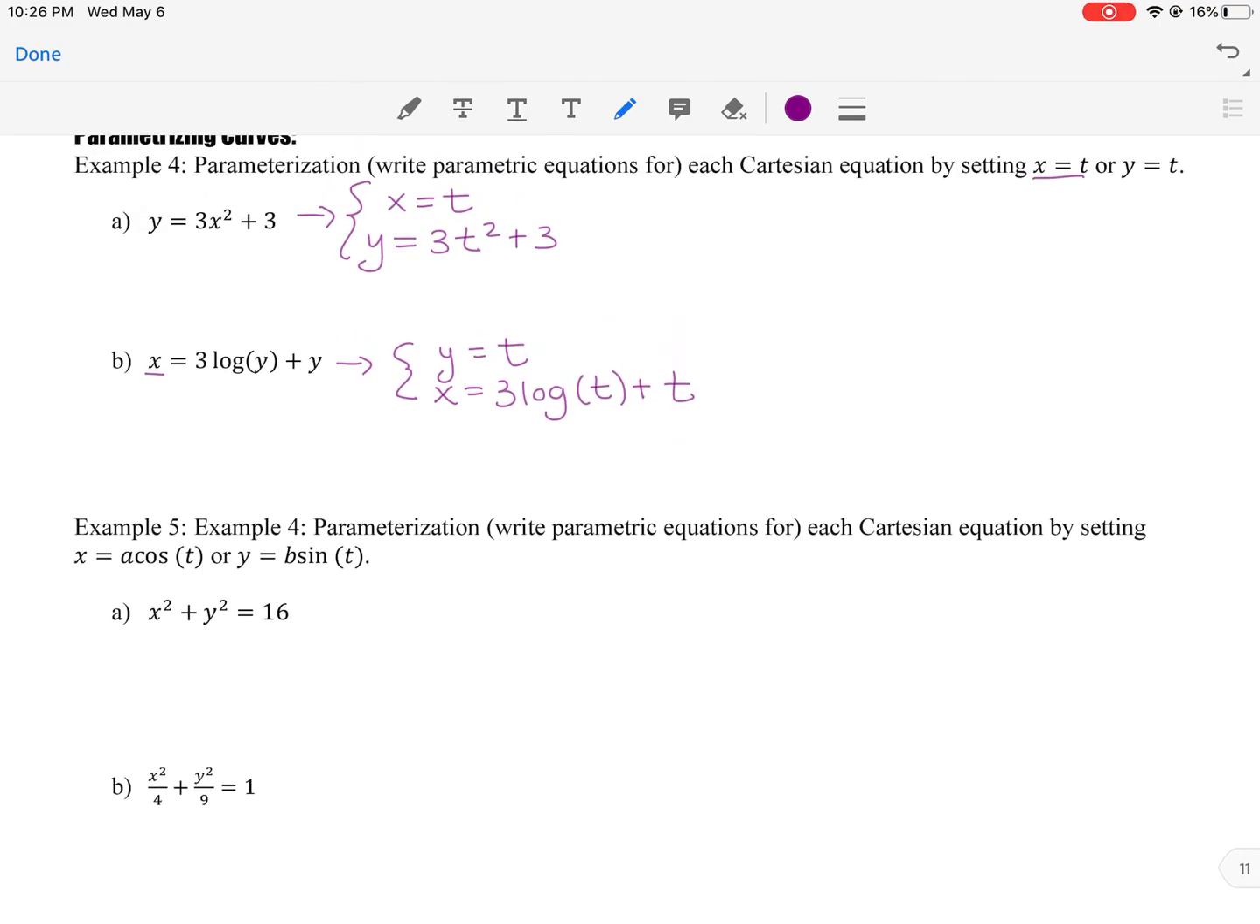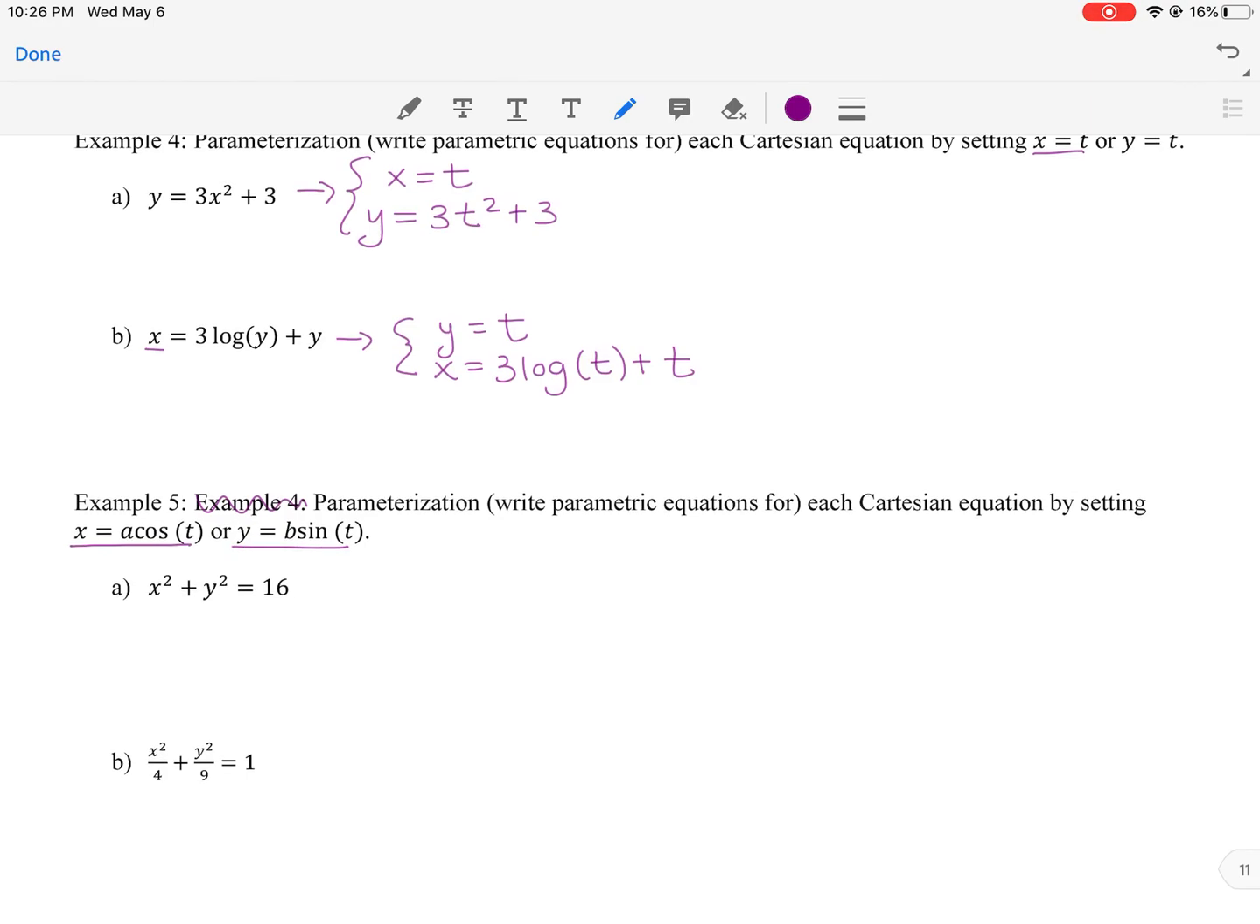Okay, easy enough when it's like that, but what if we have some of our conics, right? Like a circle, or we'll talk about another one as well. So, I had 2 example 4s, that should be just example 5. Write the parametric equation for each Cartesian. This time you're going to have x equals a cosine of t and y equals b sine of t.